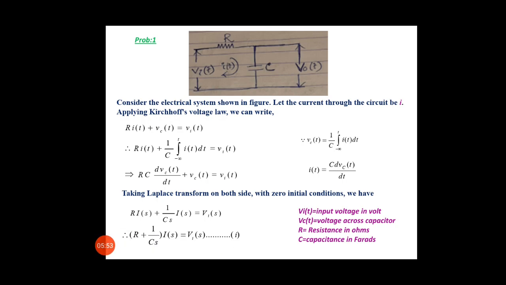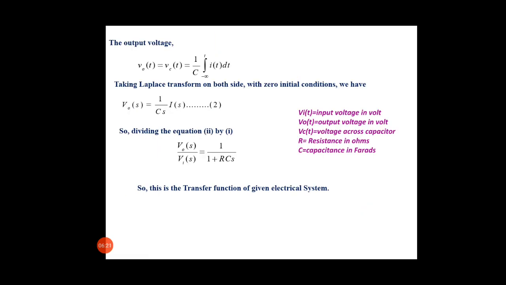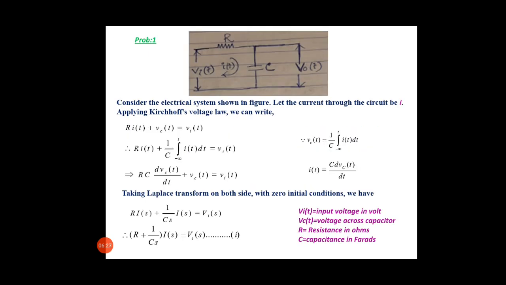You can see, if you apply the Laplace transform here, we get Vi(s) equal to R I(s) plus 1 by Cs into I(s). Now I take I(s) common from this equation, so Vi(s) is equivalent to R plus 1 by Cs into I(s). So this is the input transform.